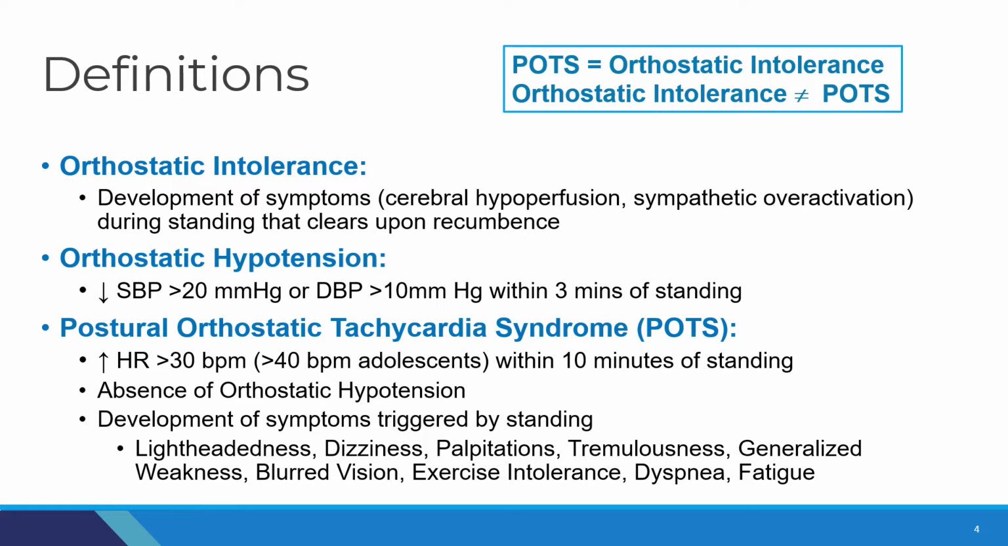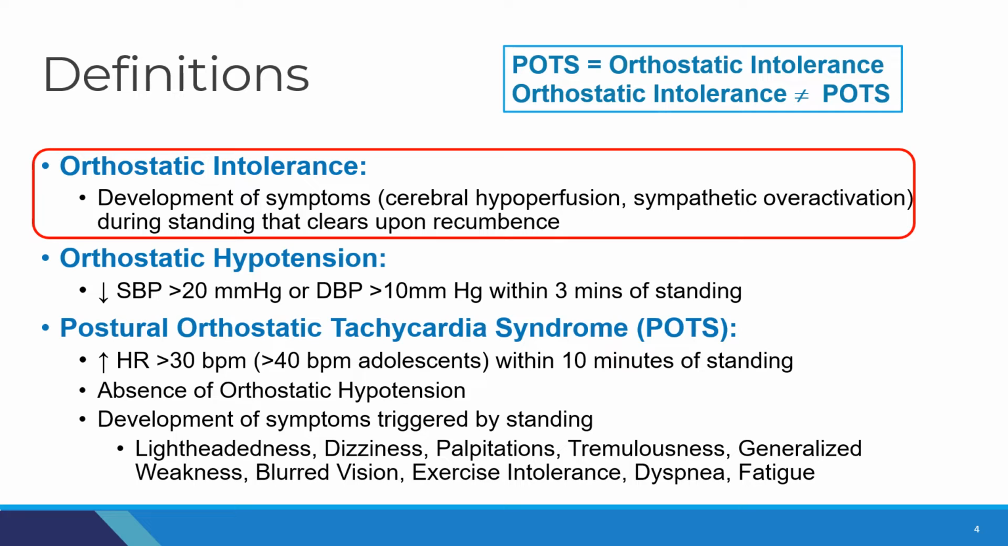So what exactly is POTS? In short, it is a type of orthostatic intolerance, which means that there are a constellation of symptoms that develop upon standing. The defining symptoms include an increase of heart rate greater than 30 beats per minute within 10 minutes of standing up for adults, and an absence of orthostatic hypotension. The symptoms of POTS are caused by an overactivation of the sympathetic nervous system, or sympathetic activity. The most common symptoms can be seen on this slide.